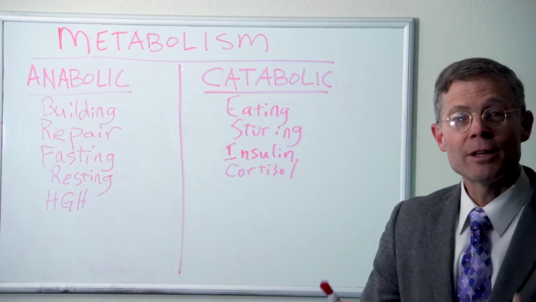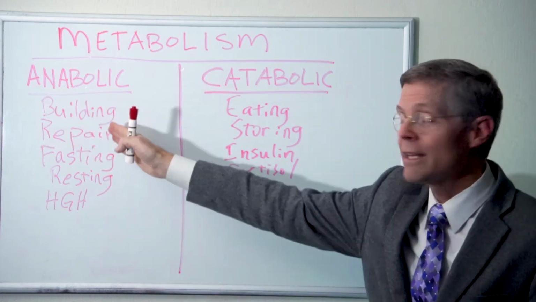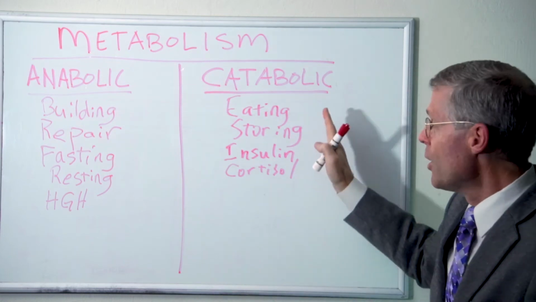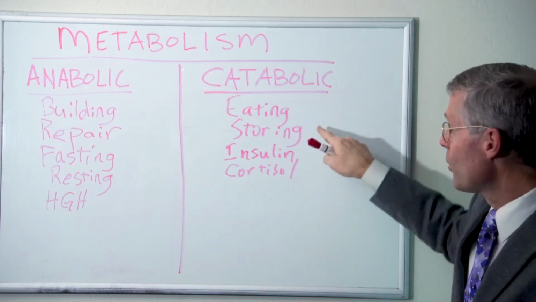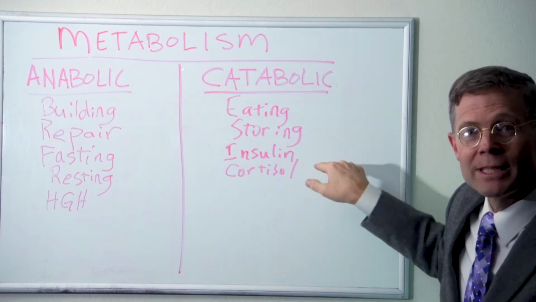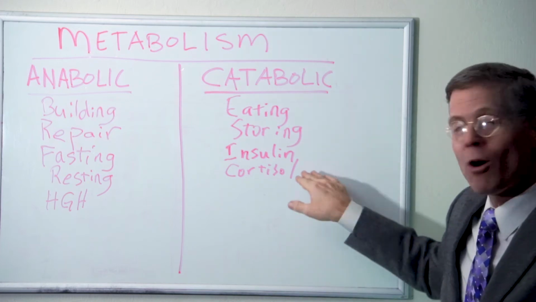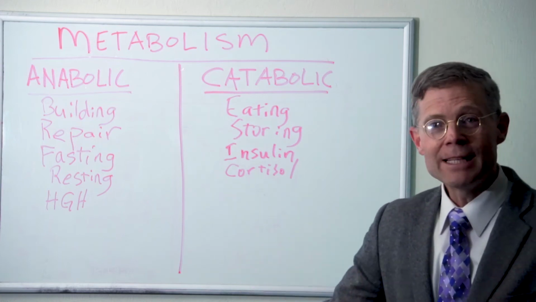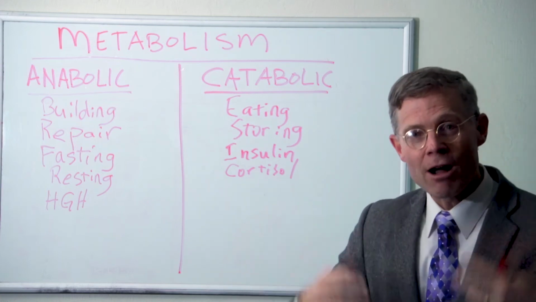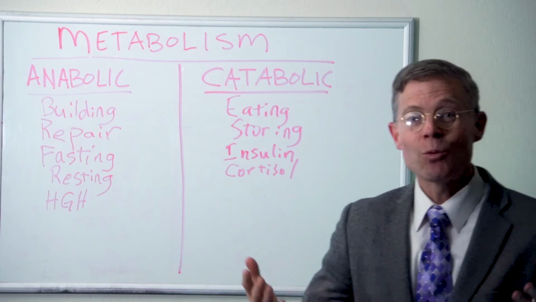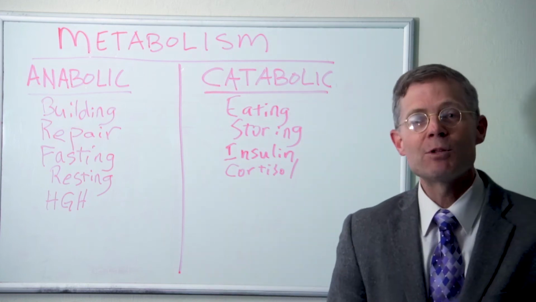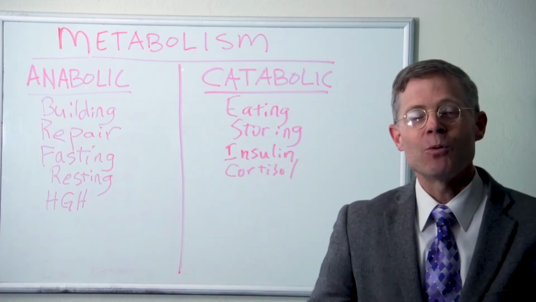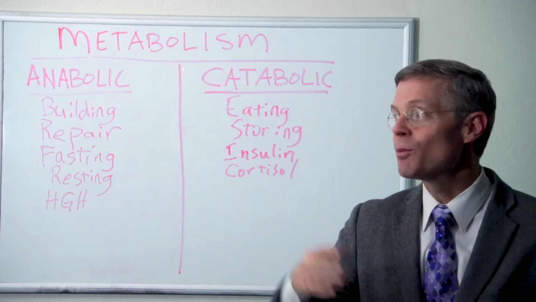However, most Americans don't go into the anabolic state very often, and I'm going to explain why. We are always eating. We're always storing. We always have high insulin levels. We always have high cortisol levels. We're under a lot of stress. All of these things are creating a constant catabolic state. So what happens? Well, everybody says, I'm just getting old. I'm declining with age. But we don't have to decline with age if we rebuild.